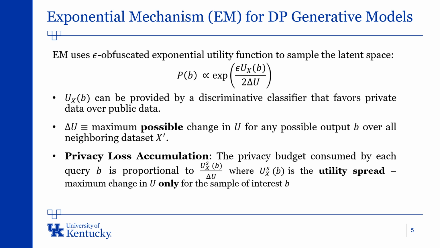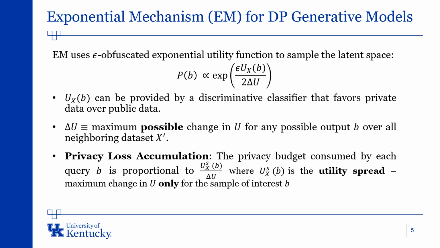The utility u of b can be provided by a discriminative classifier that favors private data over public data. The term in the denominator, delta u, is called global sensitivity. It is the maximum possible change that can happen in the utility value of b over all the neighboring data sets X prime and over any possible output b.